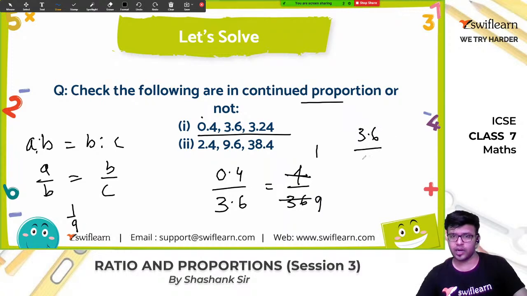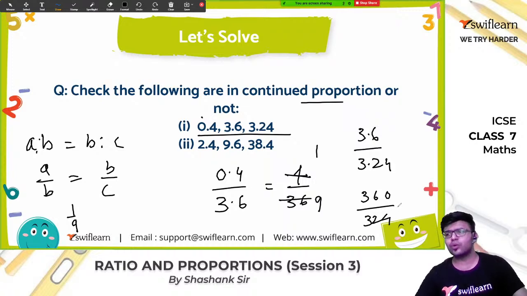3.6 divided by 3.24. Now here there are two decimals below, so I will tell you to multiply by 100 on the numerator and the denominator. So this will be 360, this will be 324. Sir, why didn't we multiply by 10? Because a decimal would remain below, so again it will be complex. So yes, see here.